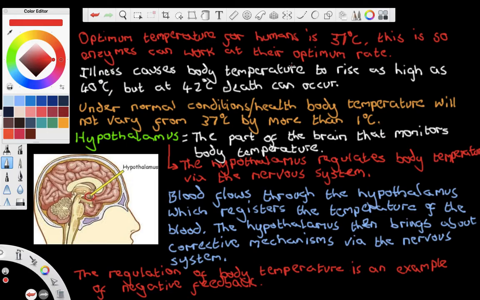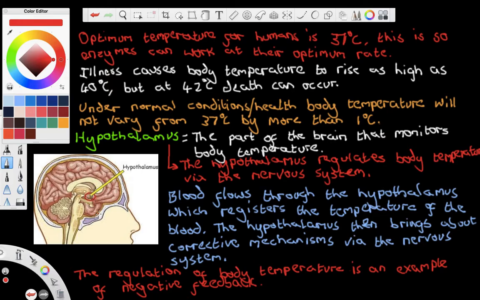This is in part due to what's known as the hypothalamus. The hypothalamus is a part of your brain that regulates body temperature. Blood flows through the hypothalamus and then it sends messages through the nervous system in order to correct your body temperature. So if you get too hot, if your blood's too hot, it will send messages through the nervous system to tell your body to cool down. If you are too cold, it will send messages through your nervous system to tell your body to warm up.